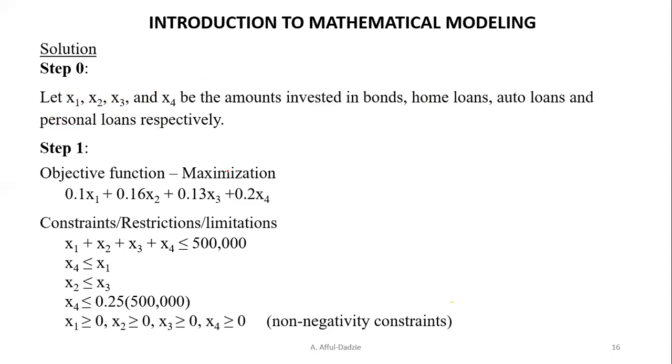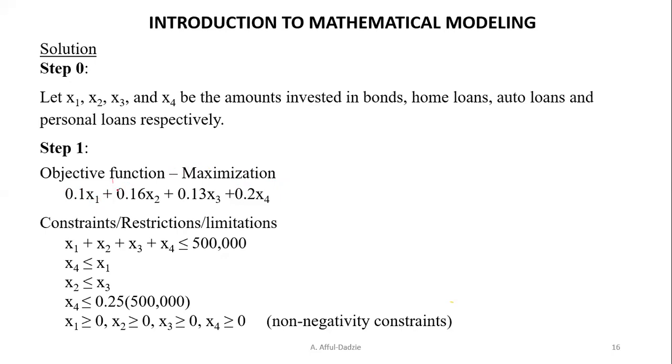Now, the objective is how much returns are we getting from each of these investments? We are getting 10% on bonds, 16% on home loans, 13% on auto loans, and 20% on personal loans. So in stating that objective, we use the profit function, or the cost function, to state our objective function. So here, our objective function is a maximization problem.